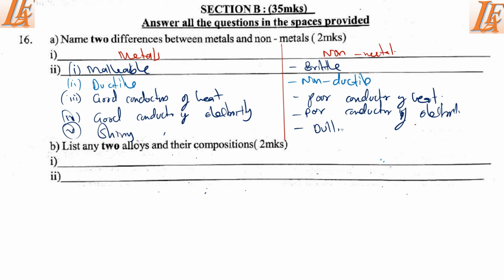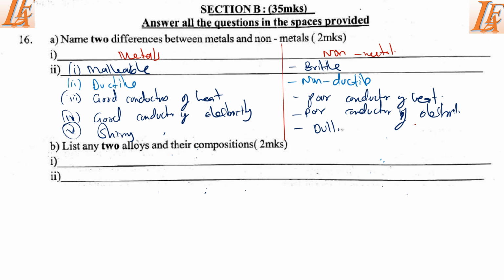Then question B, list any two alloys and their compositions. So when you are told to list alloys and their compositions, remember we said an alloy is a mixture of two or more metals or sometimes a non-metal, and the purpose for mixing these metals is to make it stronger and more resistant to corrosion, and even make it more ductile, where you can mold it into a wire and so on. So in this case, you are told to list any two alloys and what they are composed of.